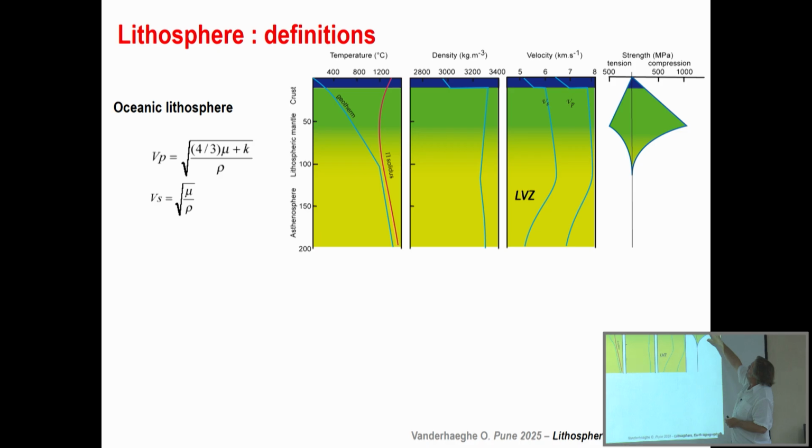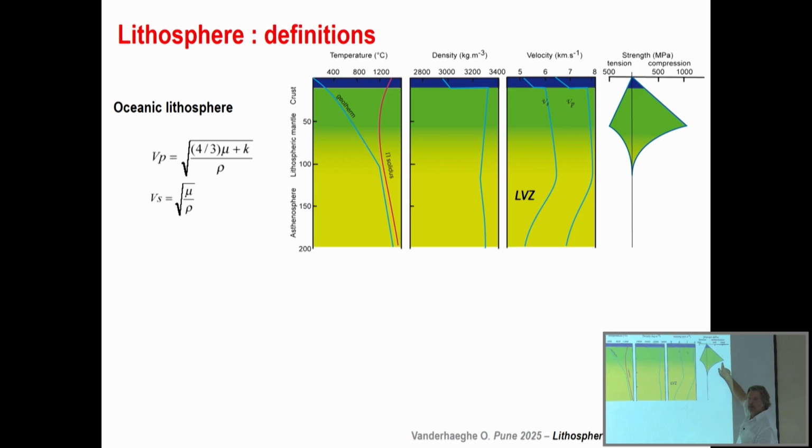In terms of mechanics, here represented in megapascal, is the strength of the crust and the mantle as a function of depth. You see that there are two different ways to express the strength: either a linear increase in strength as a function of depth, and at some depth there is a decrease in strength that is parabolic.